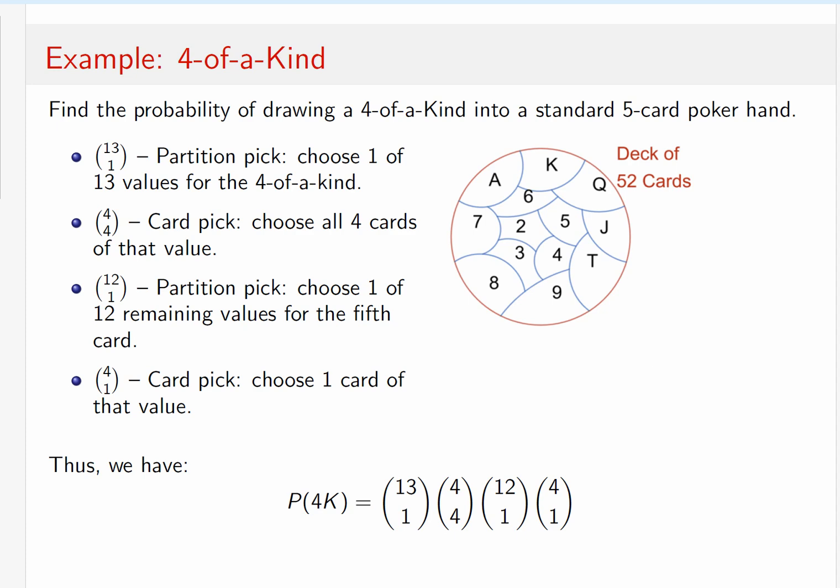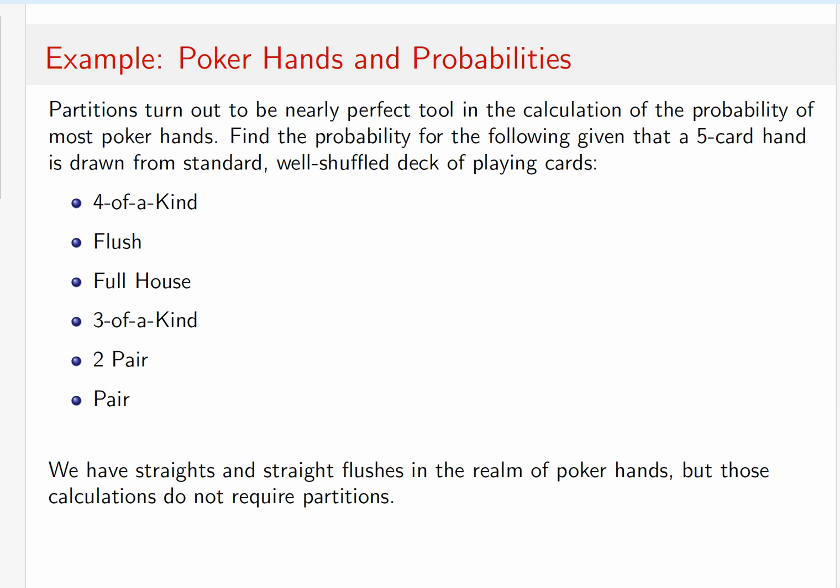Let's jump back and look at the table. So these are not all of the poker hands. You'll notice that the straights and straight flushes haven't been counted. Well, we don't really use partitions to count them. We can calculate those. It's not that hard, but we don't tend to use partitions in the same way. So let's jump ahead.